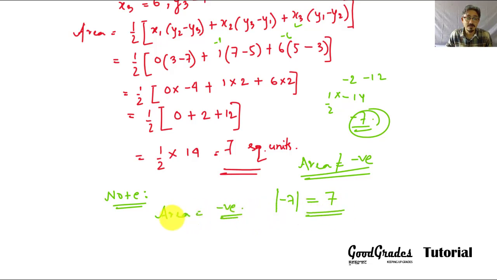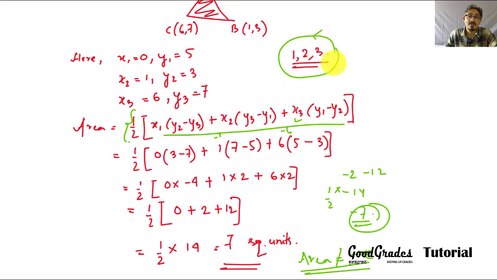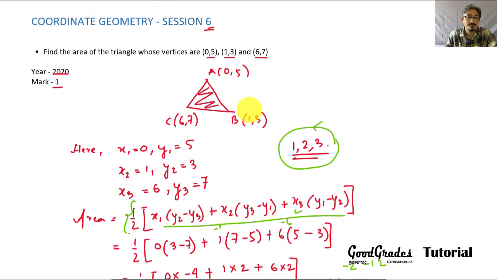So this is very important. If the area comes out negative, we discard the negative sign and only take the positive magnitude. So this is one important aspect. This is how to find the area of a triangle using the formula x1 (y2 minus y3) plus x2 (y3 minus y1) plus x3 (y1 minus y2). In the previous session I gave a 1-2-3 anti-clockwise trick to remember this formula. So this is how you solve this problem.